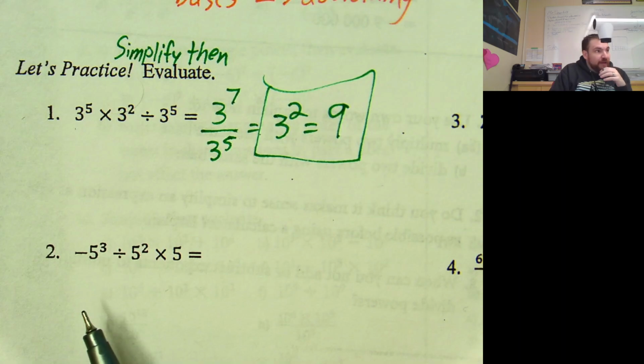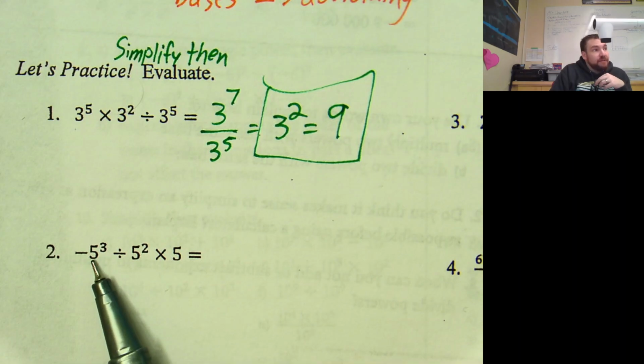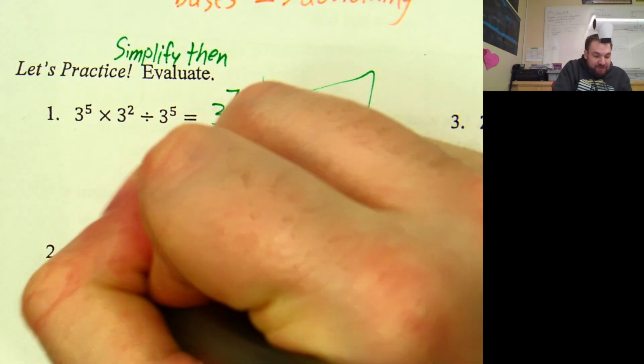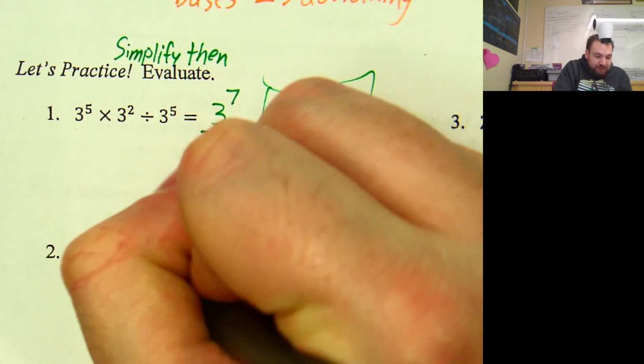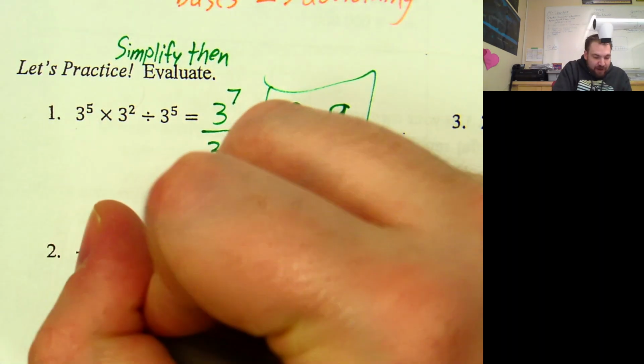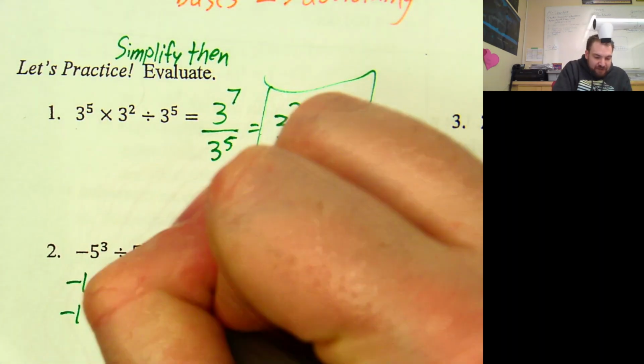Bed mass is important, yep. What's the base here? Are there brackets? No. The base here is just 5. So this is the same thing as negative 1 times 5 cubed divided by 5 squared times 5. Yes, because this thing is going to be negative 1 times, I can do this division piece.